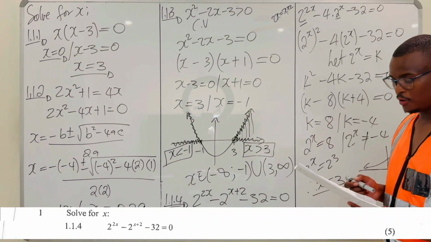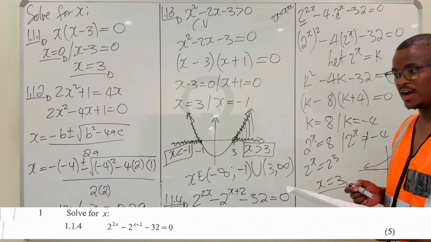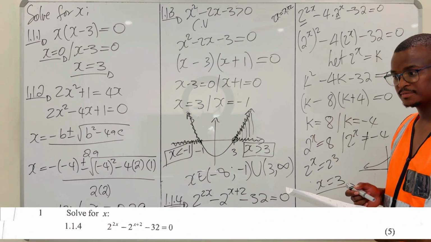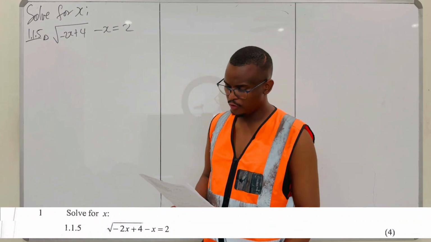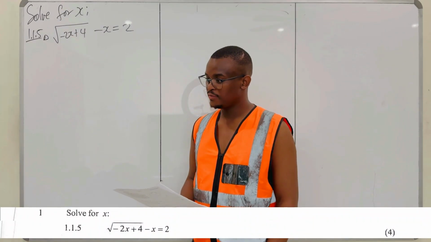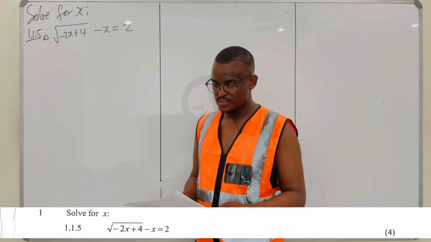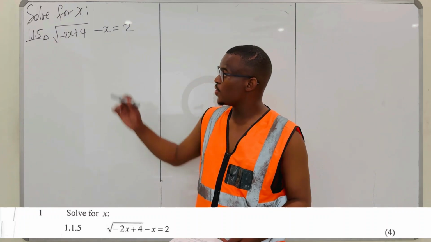Now I'm going to clean the board and we'll make space for 1.1.5. What do you think? Yes. Okay, so now we're done with 1.1.4. We're going to do 1.1.5. Are you ready? Yes. Okay, let's go. We're still solving for x. They want us to solve this thing.